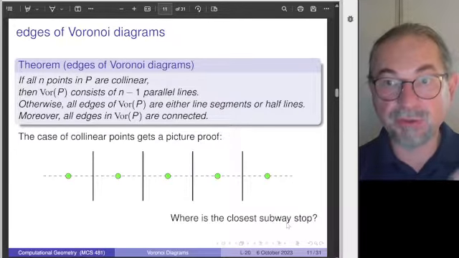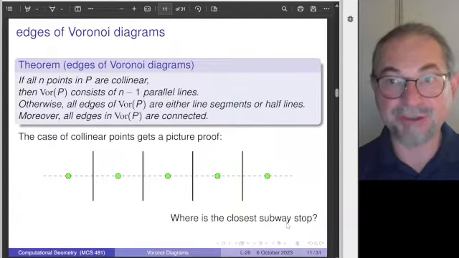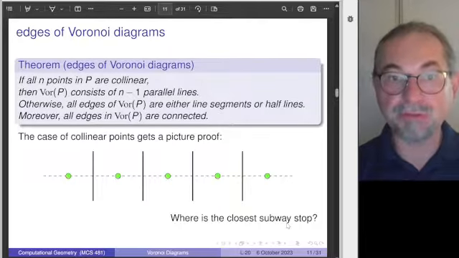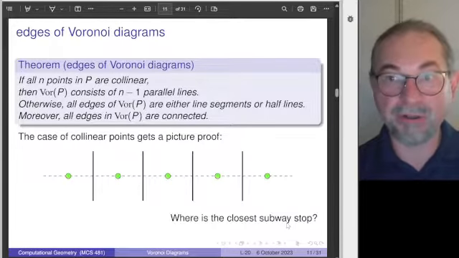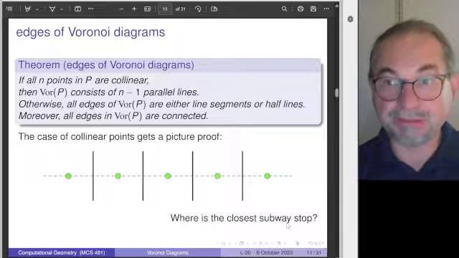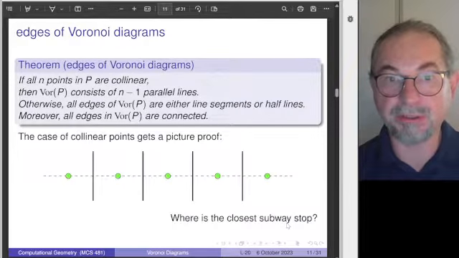So earlier in the course, we saw the half-edge data structure to represent polygons. Since all the edges in the Voronoi diagram for generic point configurations are connected, this data structure will also be suitable here.